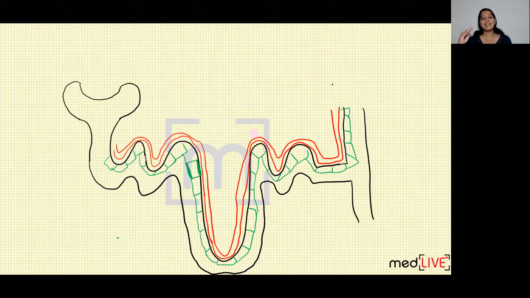So I have drawn it. The whole tubules, PCT, loop of Henle, DCT, collecting tubules, are lined by epithelial cells shown by green color. On one side of all epithelial cells, there is the lumen of the nephron. On the other side of all epithelial cells, there is blood in the vasa recti capillaries. So that is the basic.